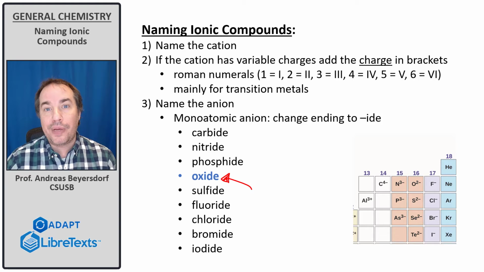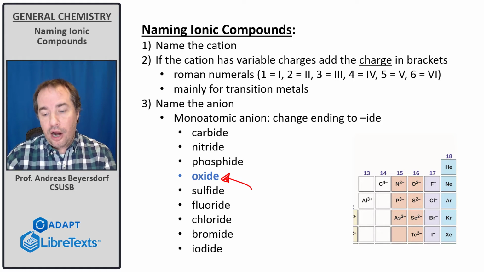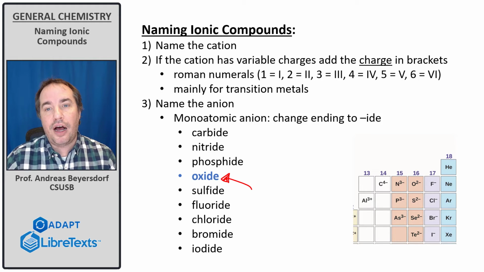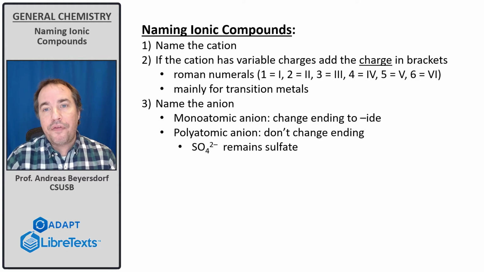This is really important because we end up seeing a lot of oxides on Earth, and that's because Earth's atmosphere has oxygen in it, O2, and so we see a lot of oxides. Now, if the anion is a polyatomic anion, such as SO4 2-, in that case, we do not change the ending. So SO4 2- is sulfate, so in a name, we leave it as sulfate. We don't change it to sulfide.